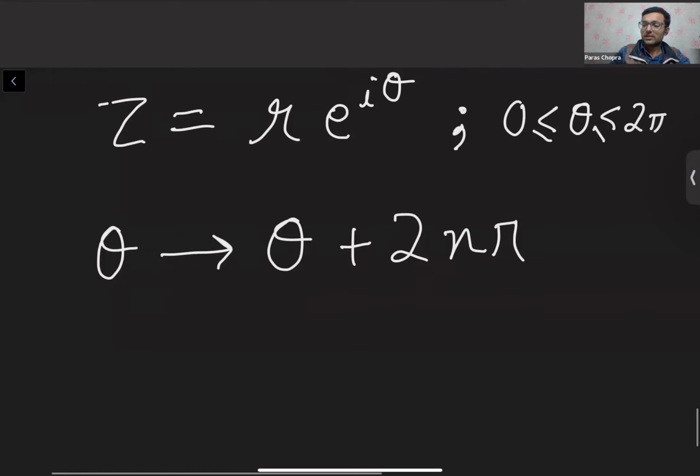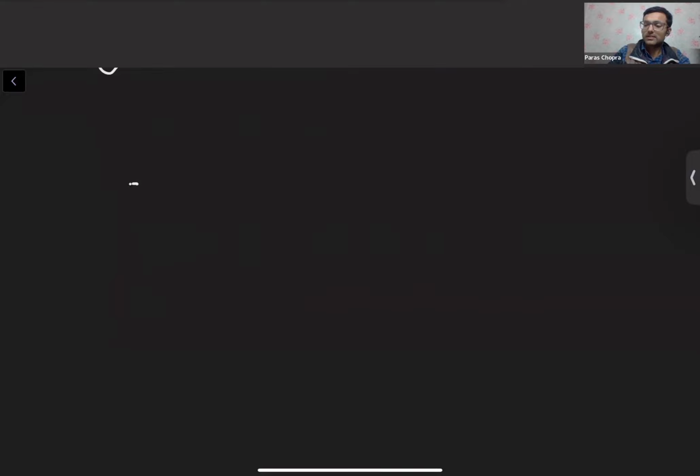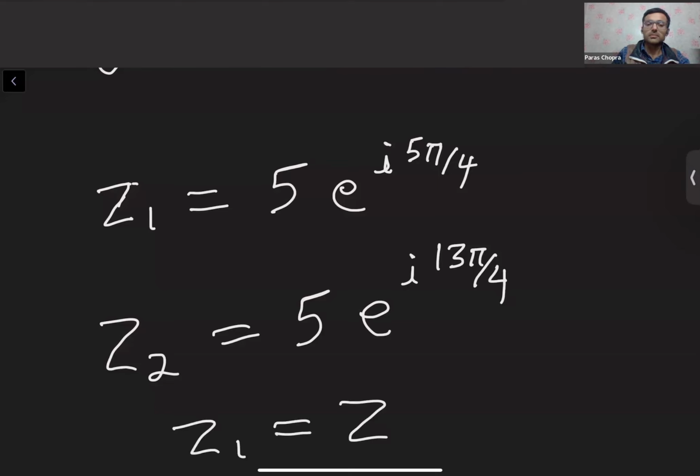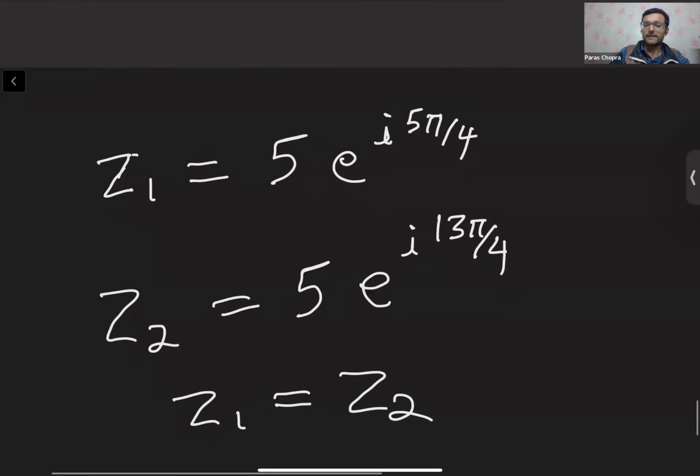So if we have two complex numbers, z1 is equal to 5 e to the power I 5 pi by 4 and z2 is equal to 5 e to the power I 13 pi by 4. These two complex numbers are identical because the only difference is in their arguments by a factor of 2 pi.